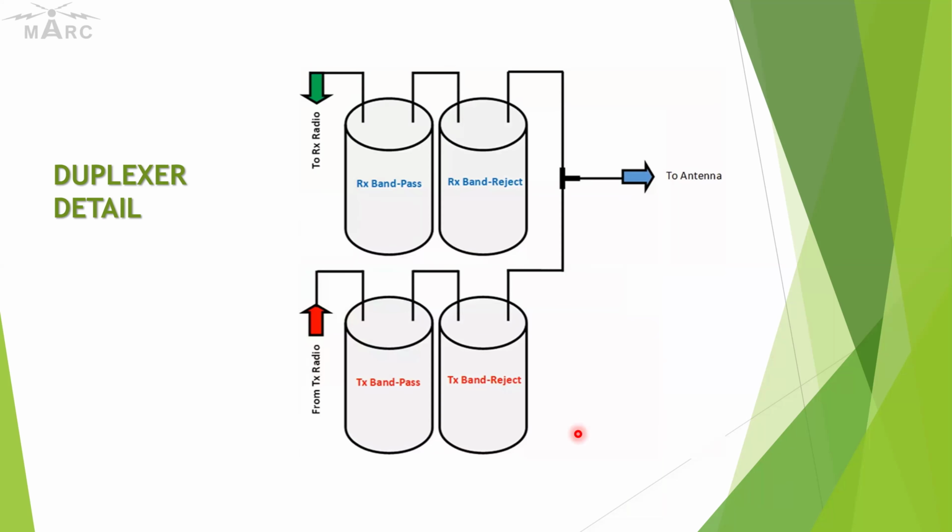We have 2 sets of canisters. They're doubled. There's a receive pair and a transmit pair, okay? They both do the same thing except in opposite forms, right? They are a band pass and a band reject, and both of them are the same thing. A single canister is a band pass slash band reject.